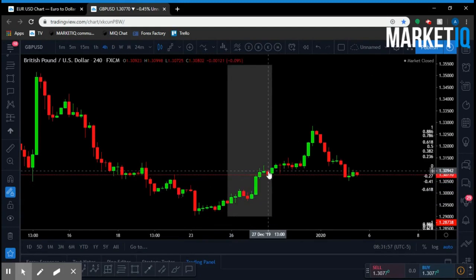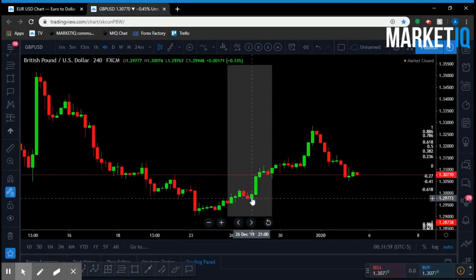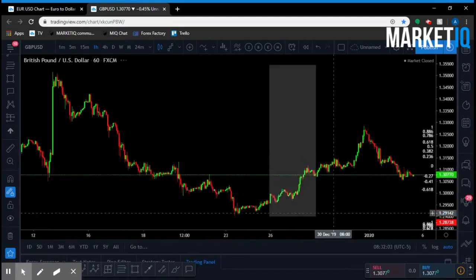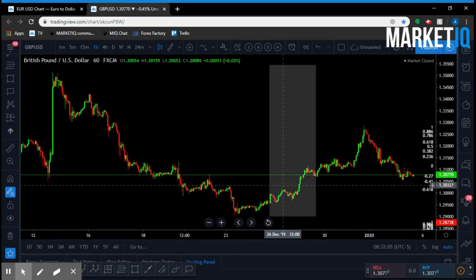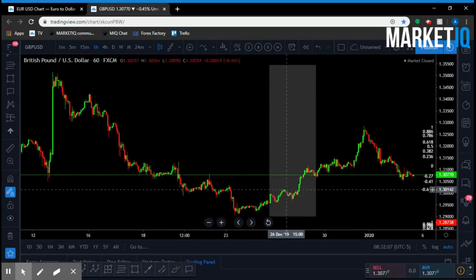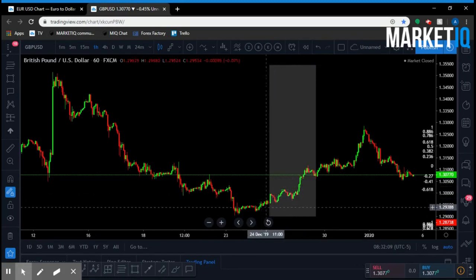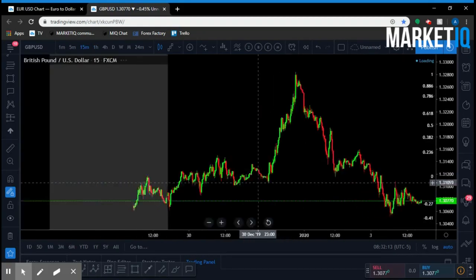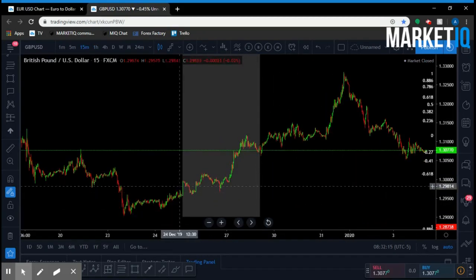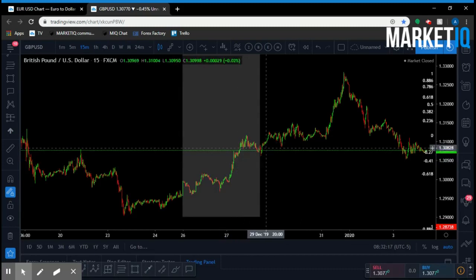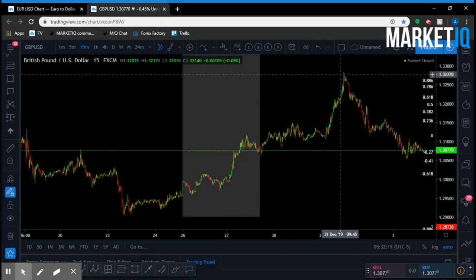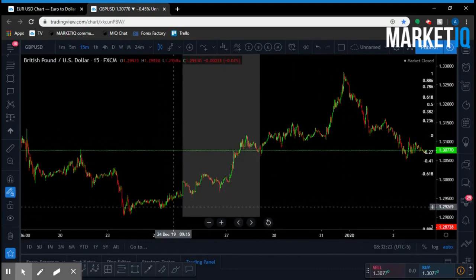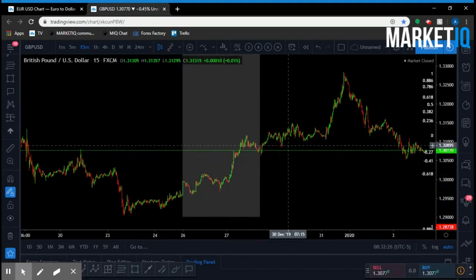4 hour, it breaks it down even more. Breaks it down even more. You can start to see the patterns forming, the impulse and the correction. You can start to see it. Again, even greater detail here. You can start to see where the actual trend is. So on the 15-minute, you can see the trend.